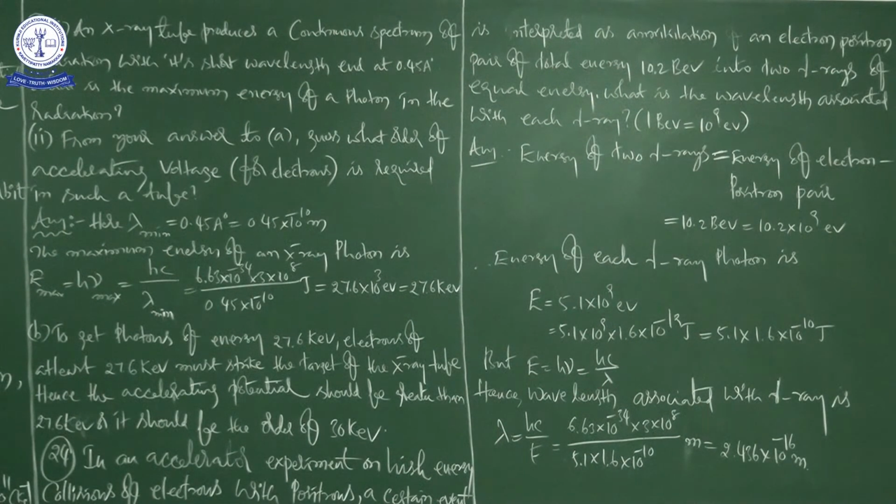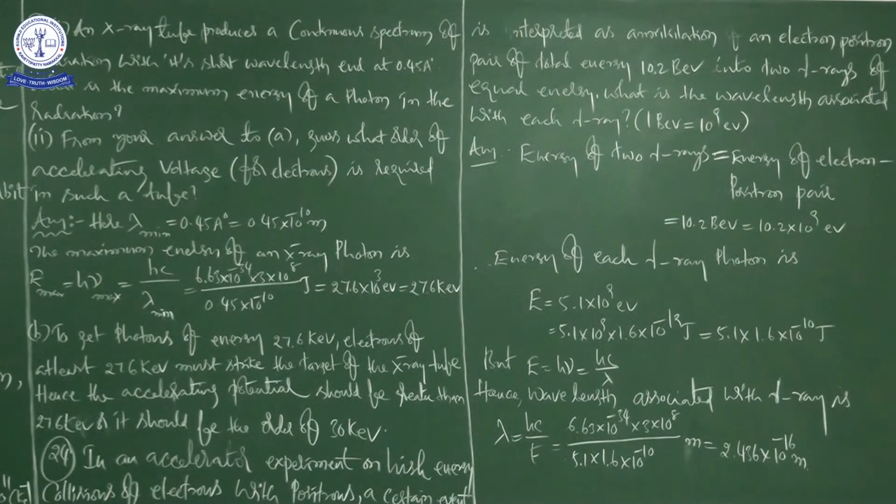That we are converting into joules. You know that 1 electron volt is equal to 1.6 into 10 to the power of minus 19 joules, right? So here 5.1 into 10 to the power of 9 into 1.6 into 10 to the power of minus 19 joules is equal to 5.1 into 1.6 into 10 to the power of minus 10 joules after completion of the mathematical process. But you know, E is equal to h nu, that is equal to hc by lambda.